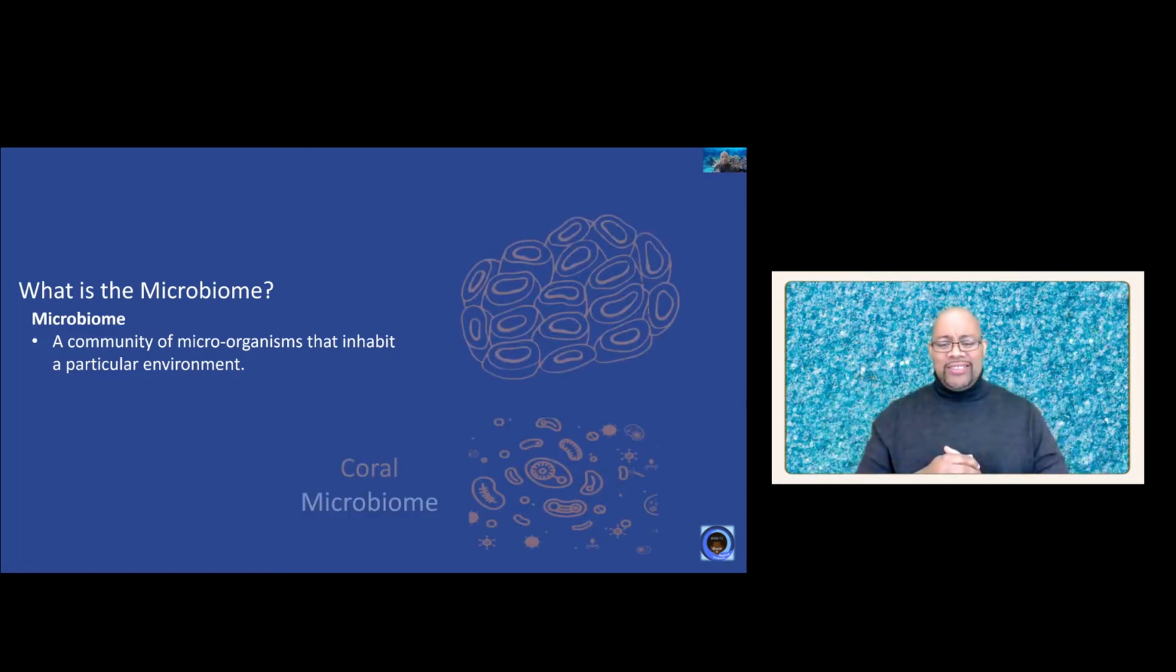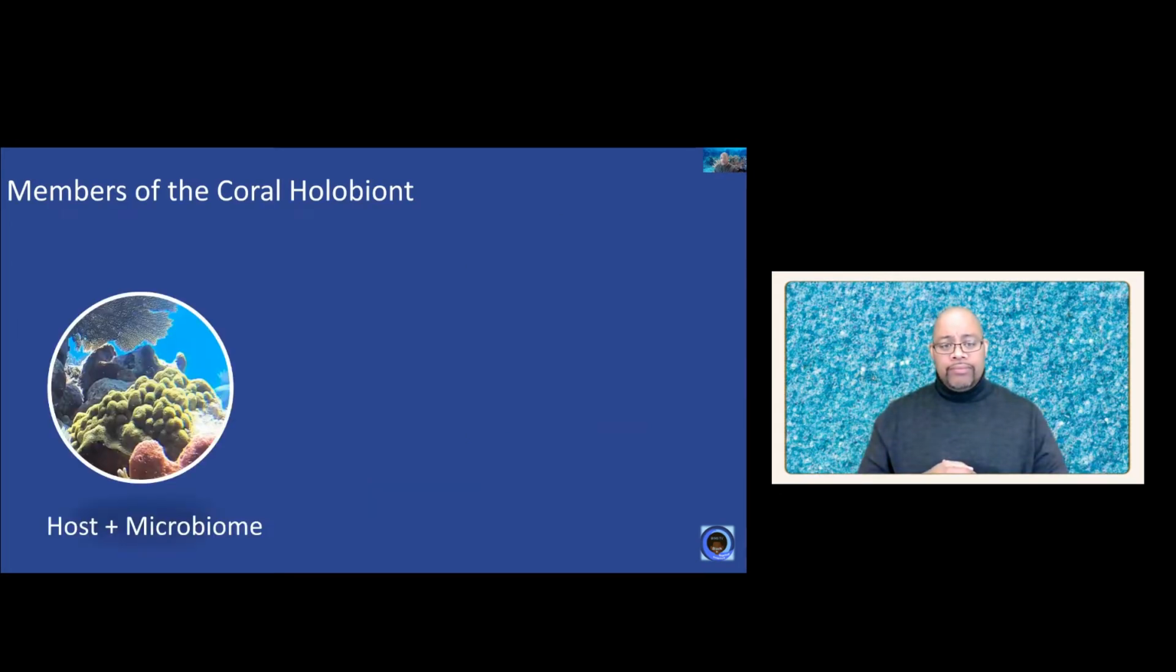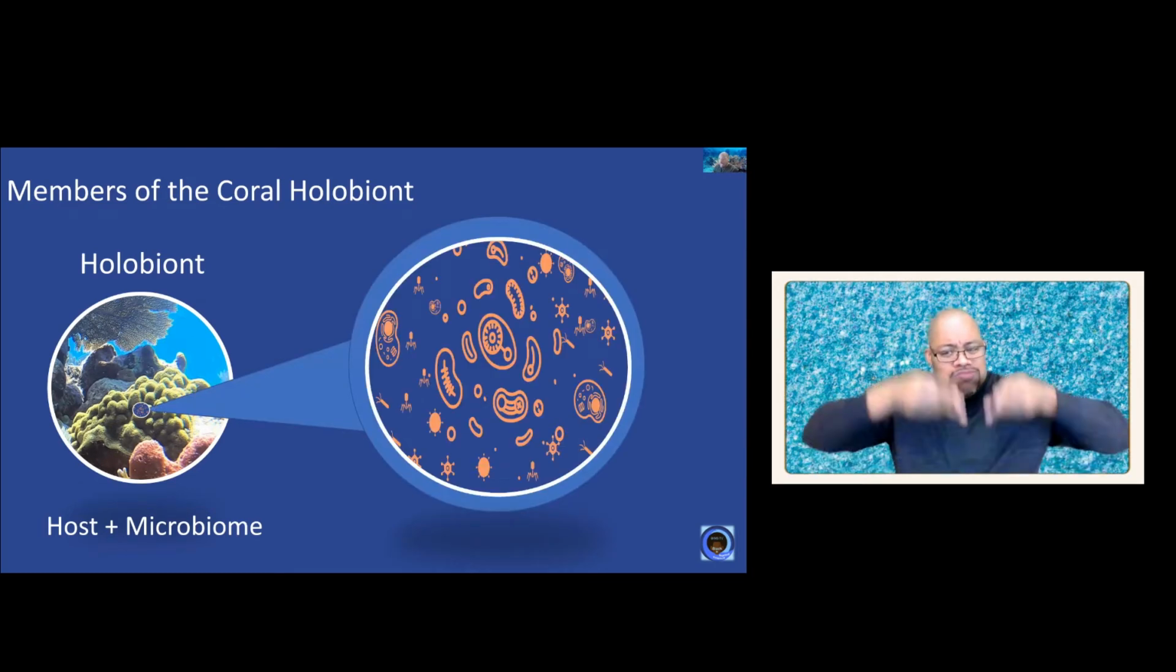Now, when we think of the term environment, we can think of a coral animal itself. Inside the coral colony contains a unique assemblage of microorganisms that not only like but thrive within the tissue of the coral colony itself. Now, if we tried to describe the members of the coral holobiont, and the holobiont just means the coral animal itself plus its microbiome, what do you think we would find if we took a little tissue biopsy and looked at all the life that's found in it?